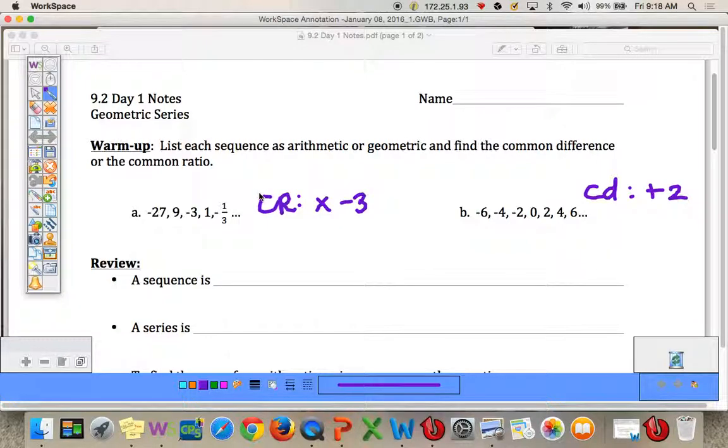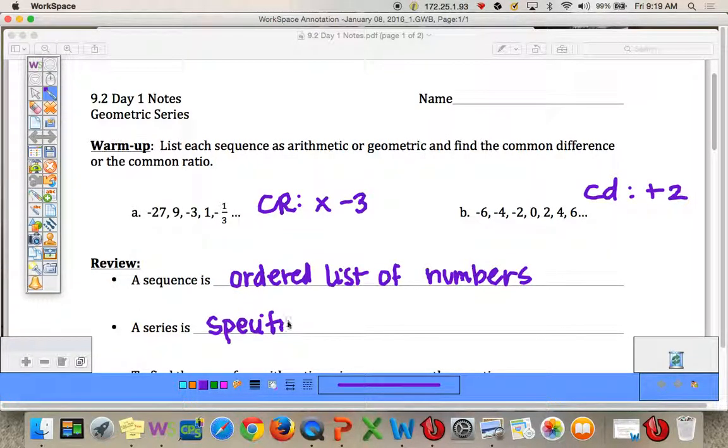So that's review from chapter 1 where we looked at arithmetic and geometric sequences and their common differences and common ratios. So to review, a sequence is an ordered list of numbers. And in chapter 9, and this is why we put them together, we're going to look at sequences, but we're going to add them up. So a series is a sum, a specified sum of a sequence.